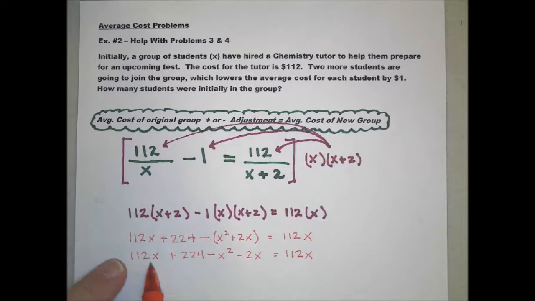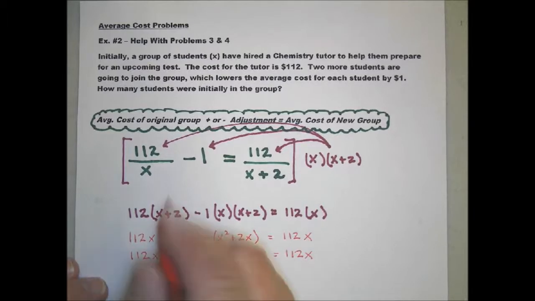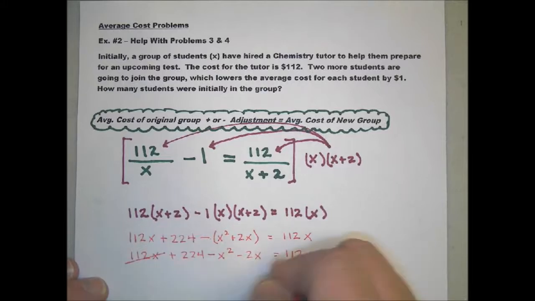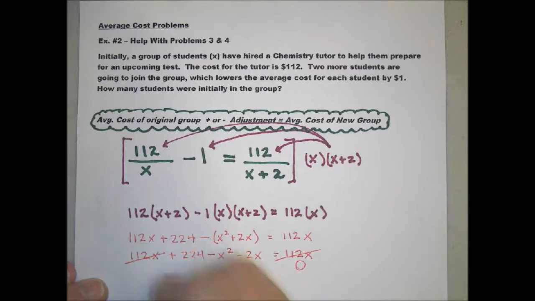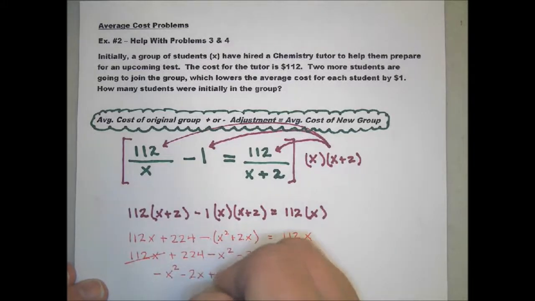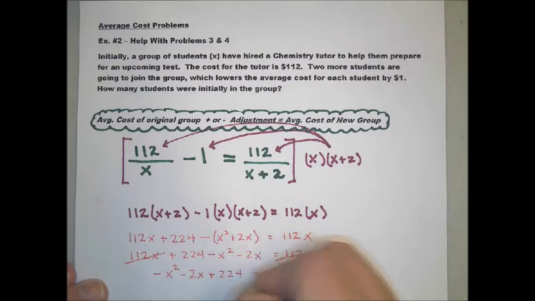Now, I've got 112x on this side, and I've got 112x on that side. So those two can cancel each other. Now, I'm left with 0 over here, which is what I want because I've got a quadratic. If I rewrite this quadratic, it's negative x squared minus 2x plus 224 equals 0.